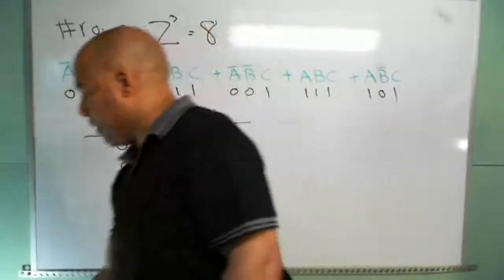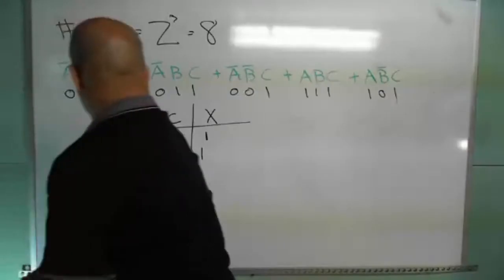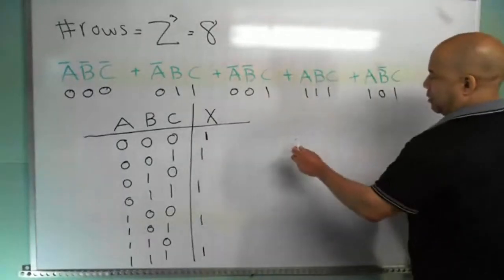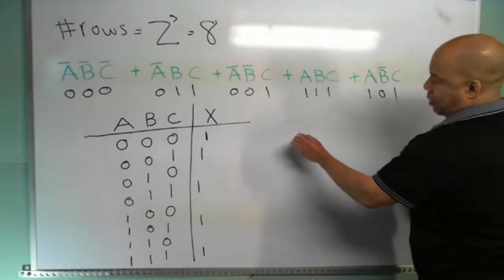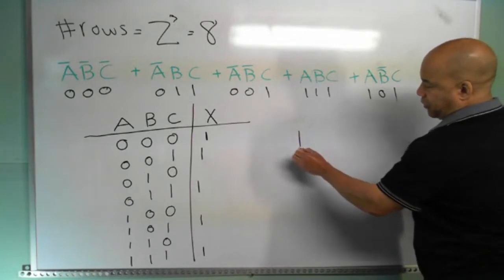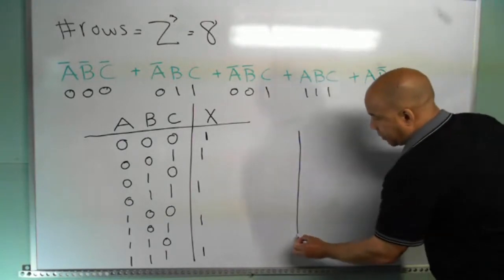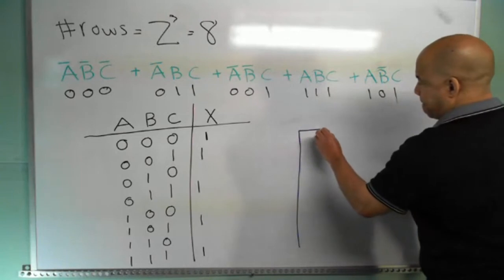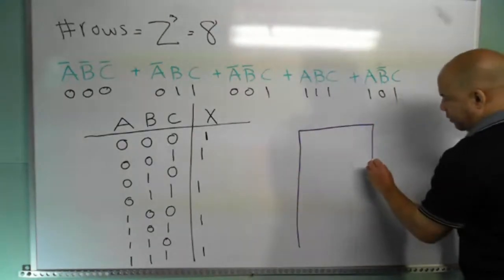Go ahead and build your K-map from this. The number of cells in the K-map will always match the number of rows in the truth table. So my K-map is going to have 8 cells.